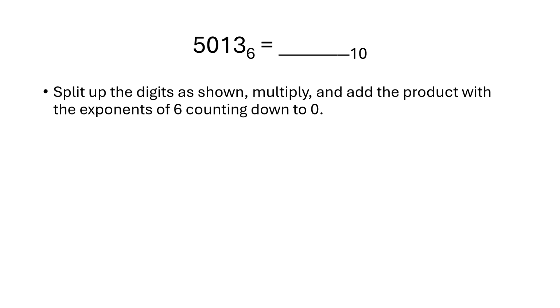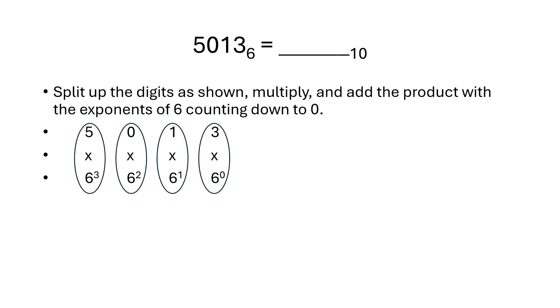Okay, our next example, 5013 base 6. And of course, there's 4 digits, and so you will be using 6 to the third power where you start off, and then go 6 to the third, 6 squared, 6 to the first, 6 to the 0. And so we'll split up the digits as shown, multiply, and add the product of the exponents of 6, counting down to 0.